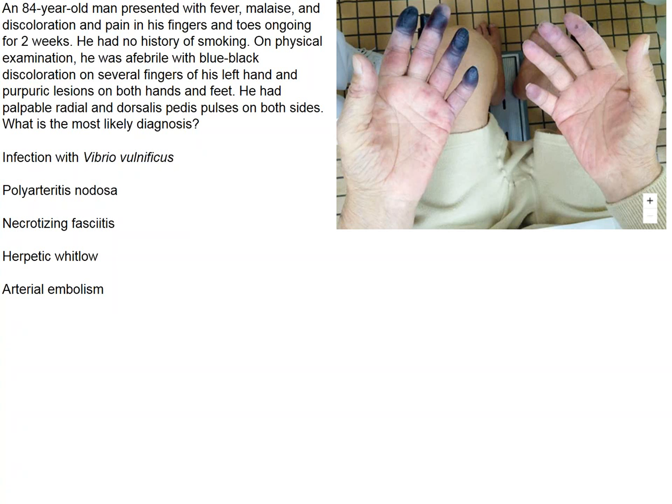In the New England Journal is an image of a person's hands, and as we can observe, he has 4 black fingers, and both hands are involved with purpuric lesions. We learn that the problem concerns an 84-year-old man who presented with fever, malaise, and discoloration of his fingers and toes. It's been going on for 2 weeks.